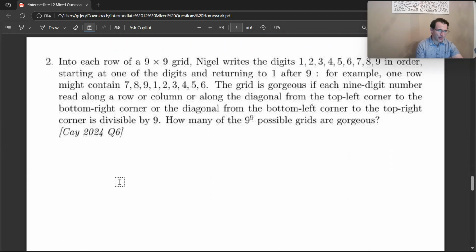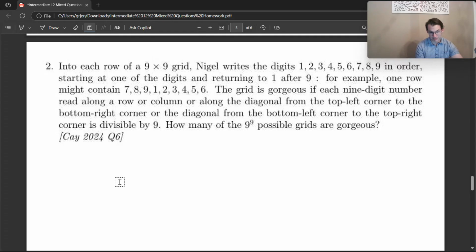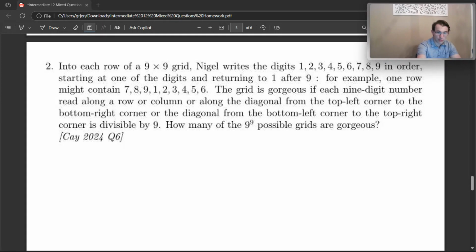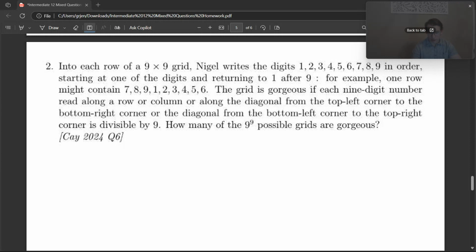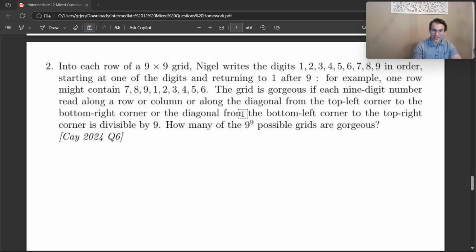Let's keep going. Okay, so now we're talking about gorgeous grids. Nigel is going to be filling in these 9 by 9 grids, which might remind you of Sudoku. And if you don't already play Sudokus, then you might start, because a lot of questions have a Sudoku feel to them in these maths contests.